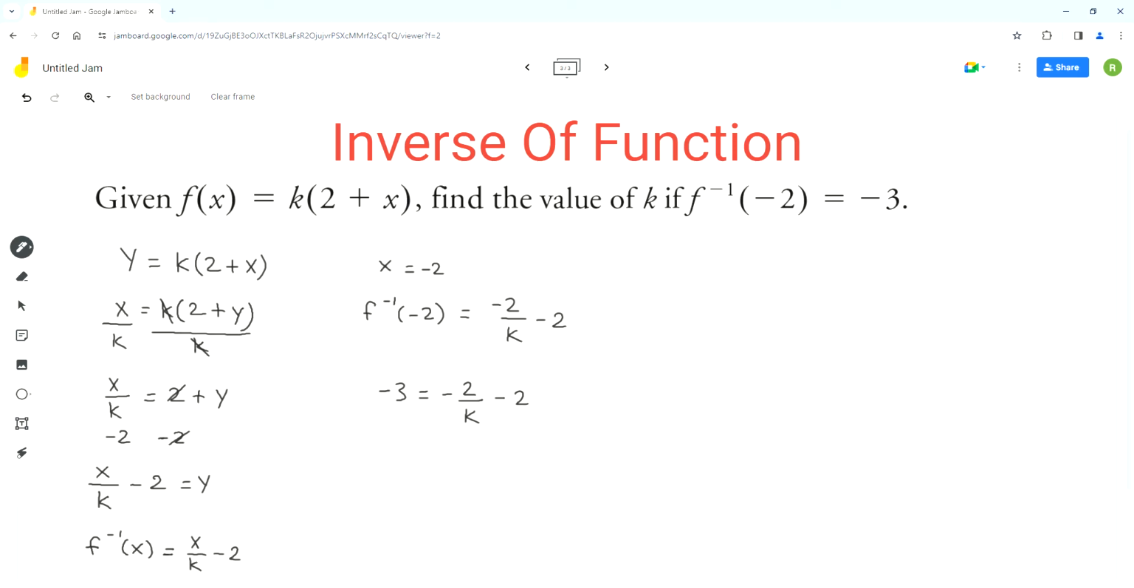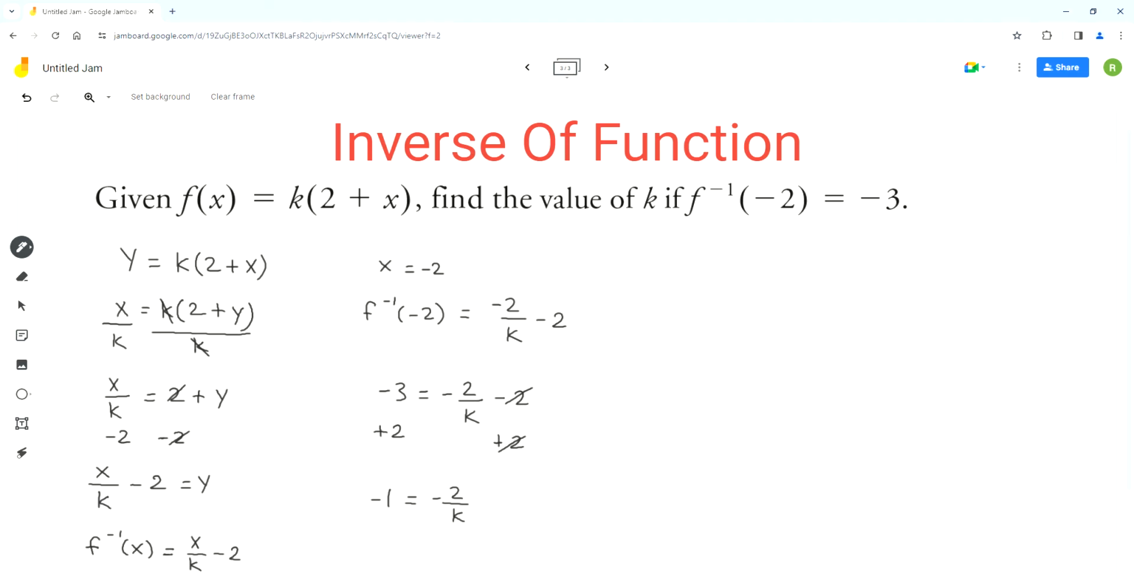So we have to isolate k on the right side of the equation. So first we add 2 to both sides. So the 2's on the right side cancel each other out. On the left side, we do negative 3 plus 2, which is equal to negative 1. So negative 1 equals negative 2 over k.